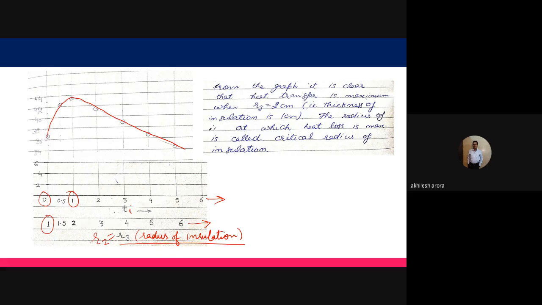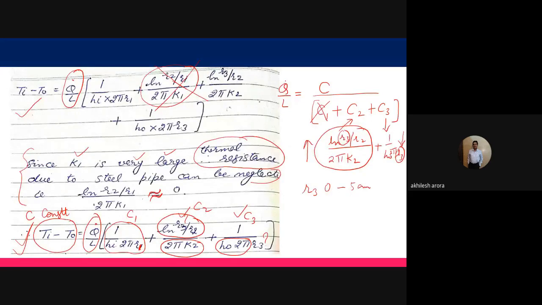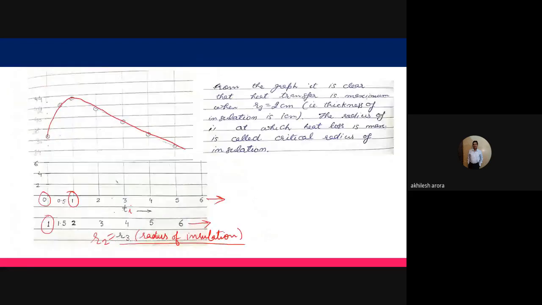And it is because, as I have already told you, there is one resistance which is increasing, whereas the convection resistance is decreasing. Because of this, the total resistance changes in the denominator, and hence the value of heat transfer per unit length first increases and then decreases. So this is the graph, as you can see, and it is at 1 centimeter thickness of the insulation that the heat transfer is maximum.